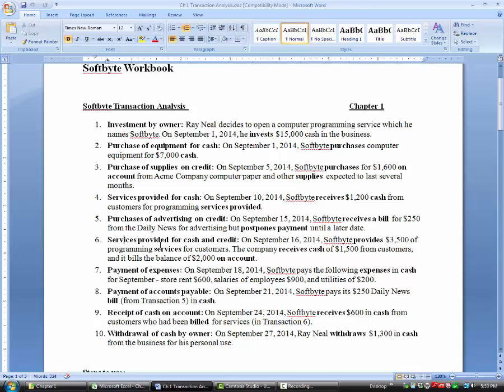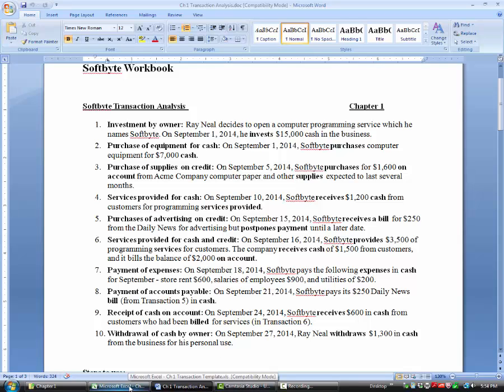Again, our customers have the service, but they have not yet paid for the service, which means that we will be receiving the cash in the future, which tells us that accounts receivable will be involved. When we provide services to customers for credit or on account, we will have an accounts receivable balance. On September 16, 2014, Softbyte provides 3,500 of programming services for customers. So we can stop there and say to ourselves, oh, we know when services are provided, revenue has to increase.